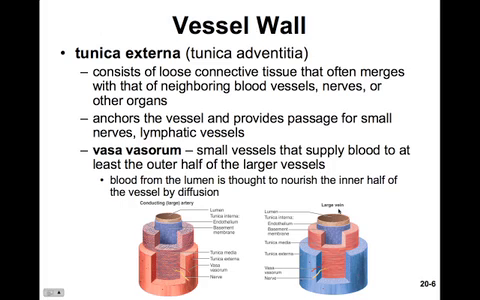The tunica externa, or the tunica adventitia, is a layer of loose connective tissue that often merges with the neighboring blood vessels, nerves, or other organs. It anchors the vessel and provides passage for small nerves and lymphatic vessels. The vasa vasorum are small vessels that supply blood at least to the outer half of the large vessels, because they can't get blood from diffusion out to that distance. Blood from the lumen is thought to nourish the inner half of the vessel by diffusion. But these vasa vasorum that we see right here will supply the outer 1/3.